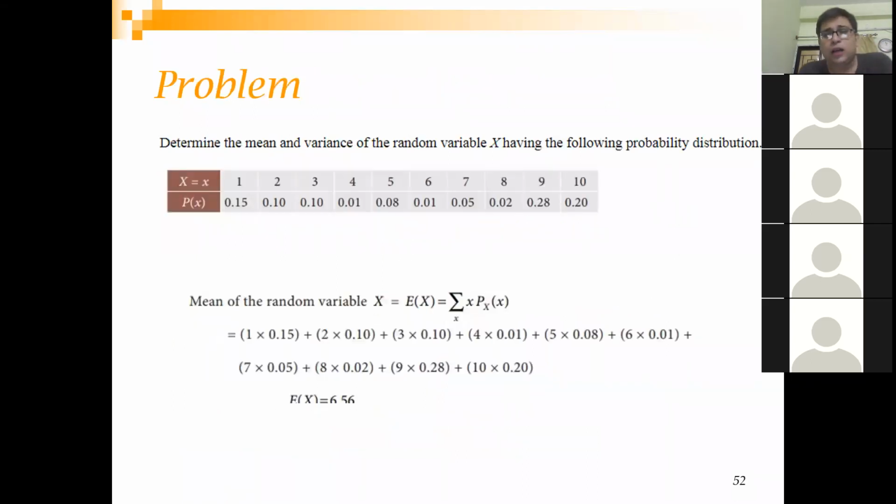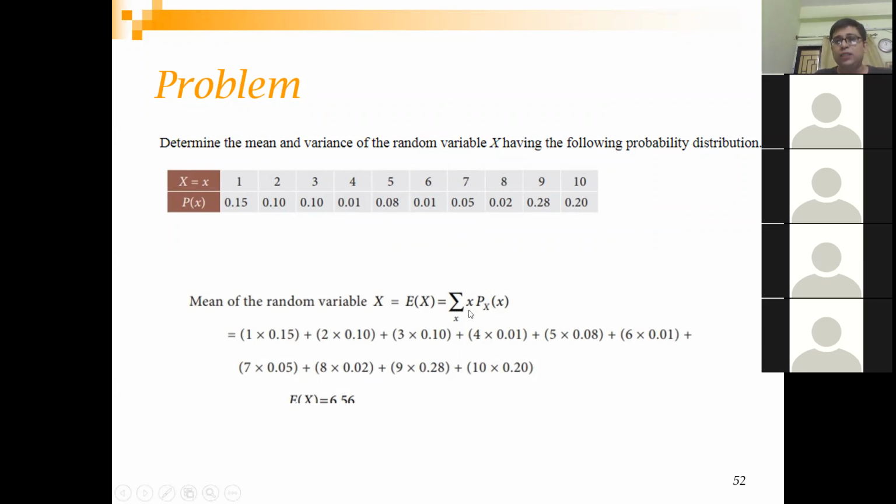So let us quickly look at an example and understand this better. Let's say you have a distribution. This is a discrete distribution where the values are given from 1 to 10 and the corresponding probabilities are also given: 0.15, 0.1, 0.10, that way. What we are going to do is find the mean of this random variable.